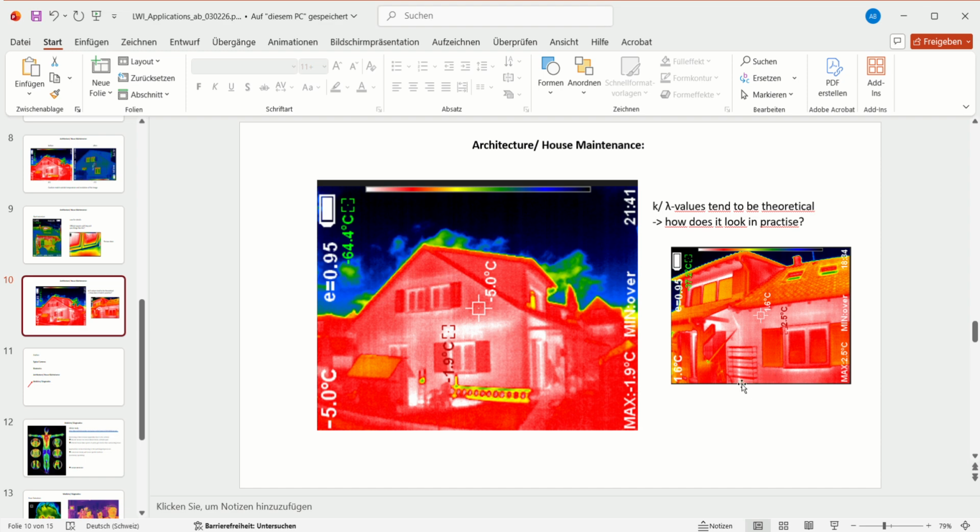By the way, here there's this very bright thing which is the gutter. The gutter is made of metal, and here the temperature is probably not estimated in the right way because I assumed an epsilon of 0.95 and the metal should have an epsilon of 0.1.